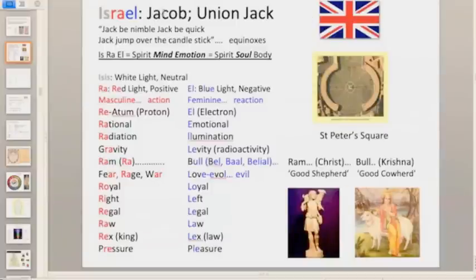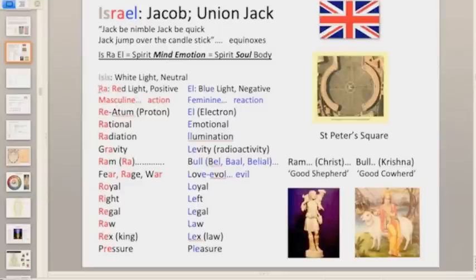The Union Jack comes from Ra, the sun. Jacob comes from Bacchus, which is all the sun. Jack be nimble, Jack be quick, Jack jump over the candlestick. Those are the two equinoxes. Okay? So Isis, Ra, El equals spirit, mind, and motion, or emotion. Or spirit, soul, and body. That's the Trinity.